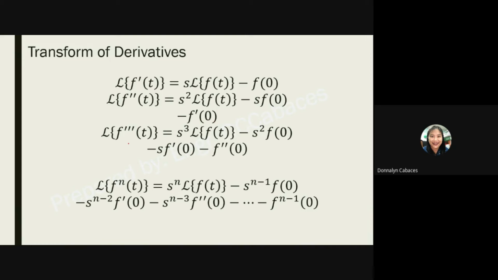Then when you take the third derivative, the Laplace of f triple prime of t would be equal to s cubed, the Laplace of f of t, minus s squared f of 0 minus s f prime of 0 minus f double prime of 0. So if we look at the trend of the Laplace transform of derivatives, as you can see, in the f triple prime of t you have here s cubed. Whatever the n value is, that would also be the power of s. And you look at the terms: s cubed, then followed by s squared, then s to the 1, then s to the 0 for the last term.